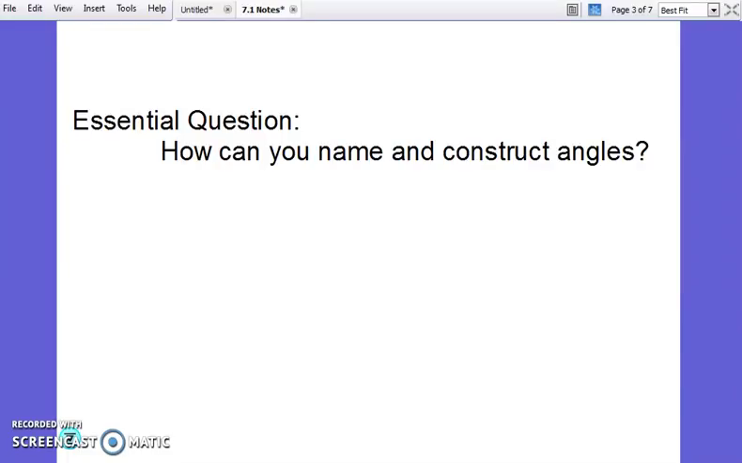Today's essential question is how can you name and construct angles? Go ahead and write this down in your notes.